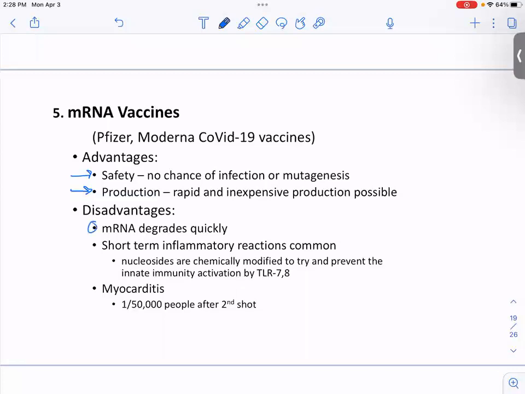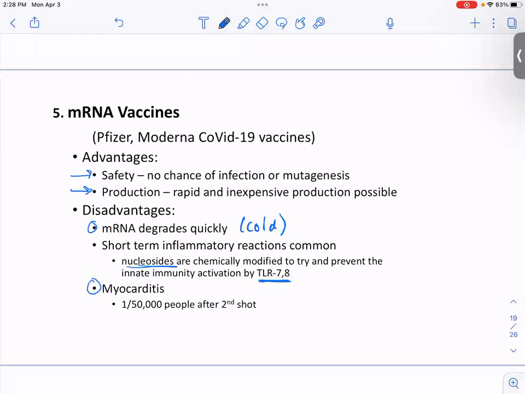Disadvantages: messenger RNA is a very fragile molecule. It degrades really quickly, so we have to keep the vaccine super cold so it doesn't degrade. Some short-term inflammatory reactions are pretty common. They've had to really monkey with some things. They've had to modify some of the nucleosides a little bit because those viral nucleosides were being recognized by our toll-like receptors and causing a lot of innate immune response. We don't want an innate immune response. We just want the memory cells. So we're trying to figure out how to dampen that.